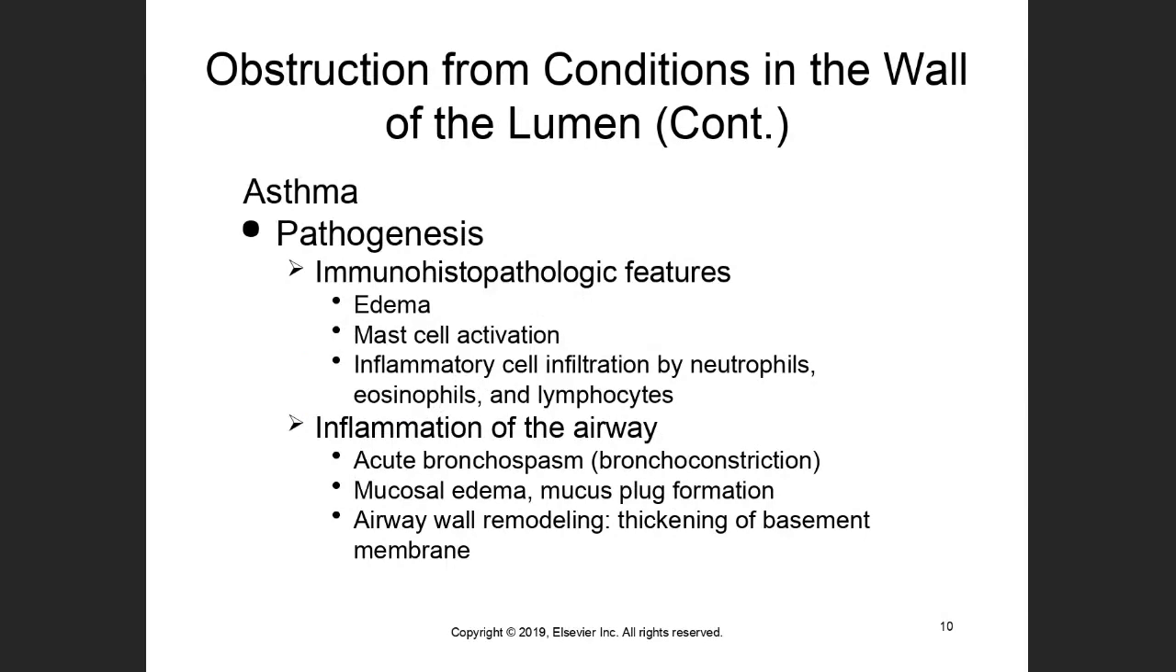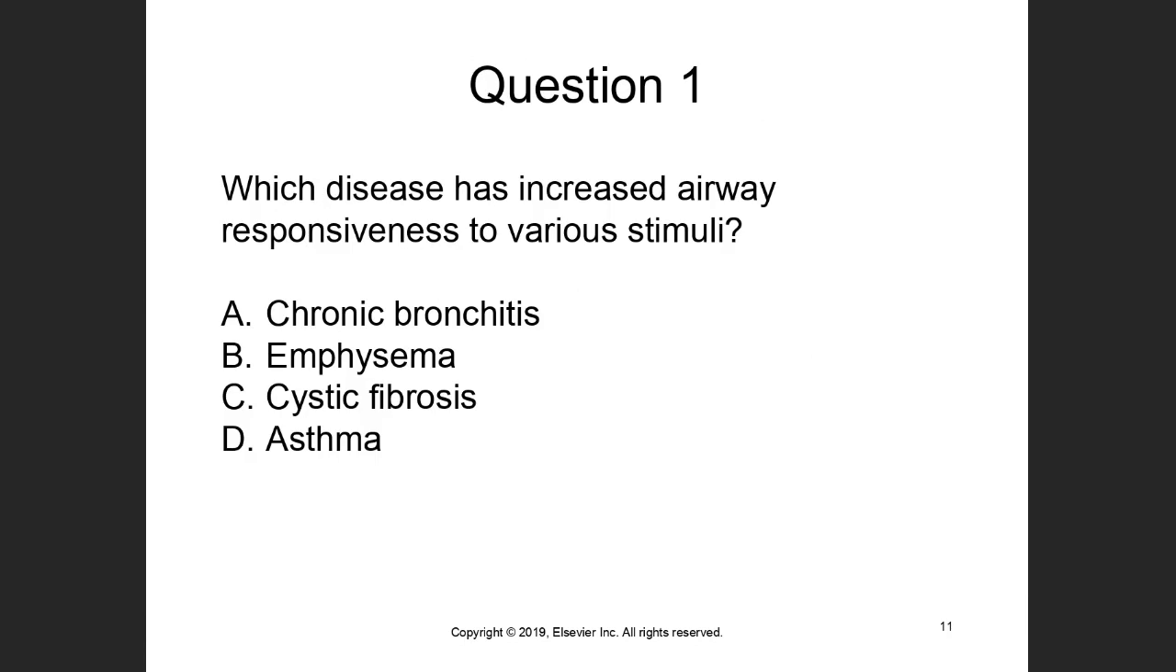Pathogenesis in immunohistopathology: edema and mast cell activation. That's why you have immunoglobulin E and histamine. Histamine is one of the mediators from mast cells that produce asthma. Then there is cell inflammation by neutrophils and eosinophils, inflammation of the airways, acute bronchospasm, mucosal edema, and mucus plug formation. Mucus plug formation is more related to other diseases.